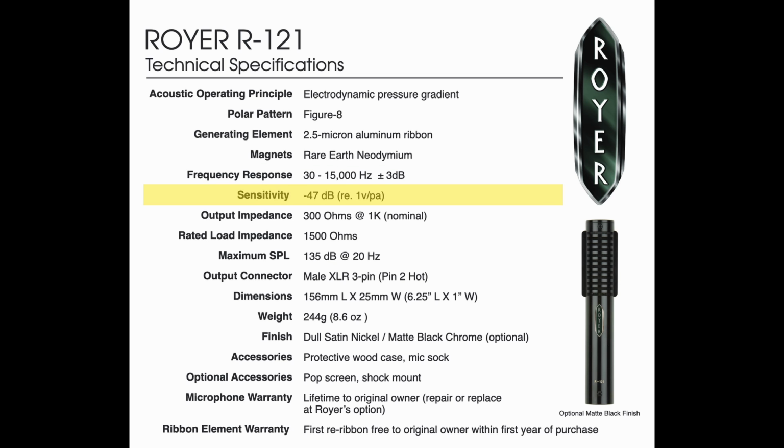Sixth, we have sensitivity. This is essentially the efficiency of the mic, or the ability of the mic to turn moving air into an electrical signal. The higher the number, the less gain you need to make the signal usable.